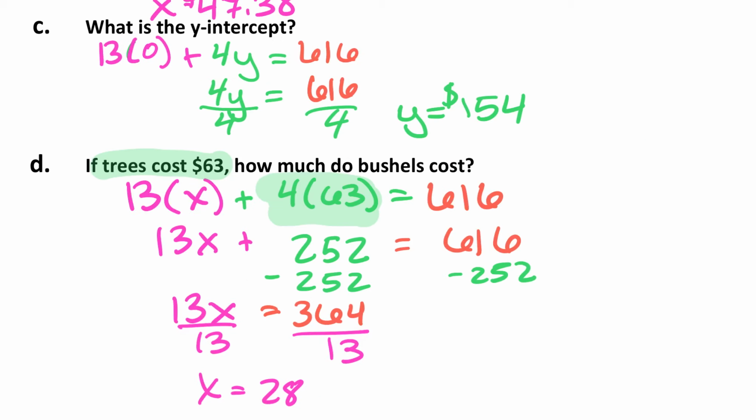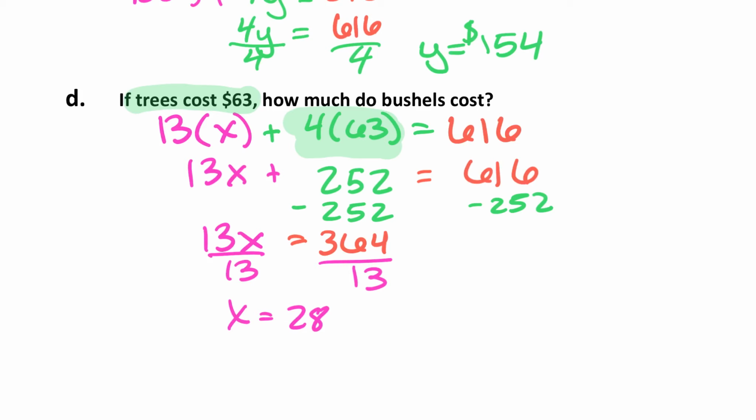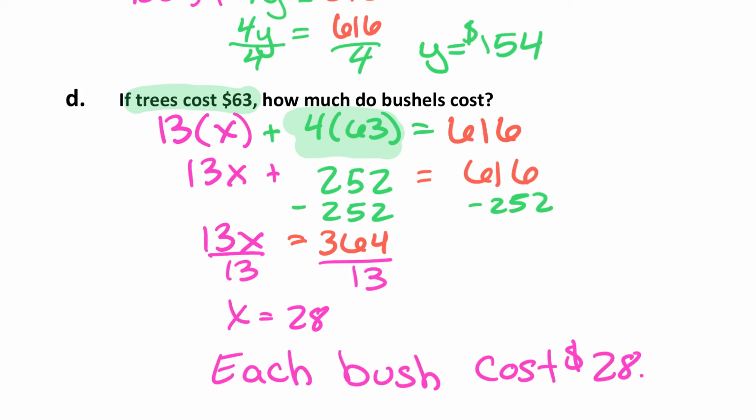So to solve this, I multiplied 4 times 63, so I'm left with 13x plus 252 is equal to 616. I then subtracted 252 from both sides. When I was left with 13x is equal to 364, I divided both sides by 13, and I'm left with x is equal to 28. So now I need to do that last step and write my answer in a complete sentence. So my complete sentence would look something like, each bush costs $28.